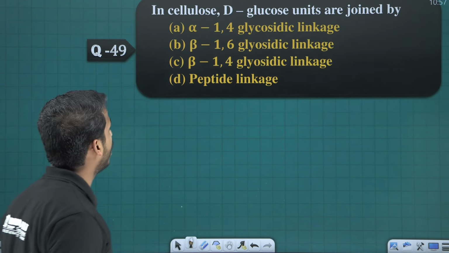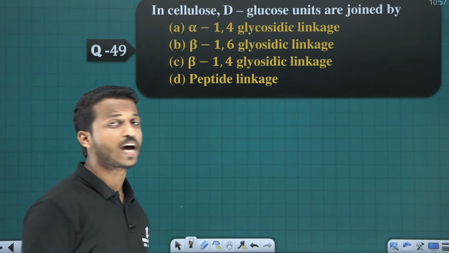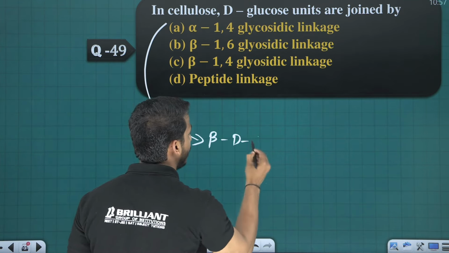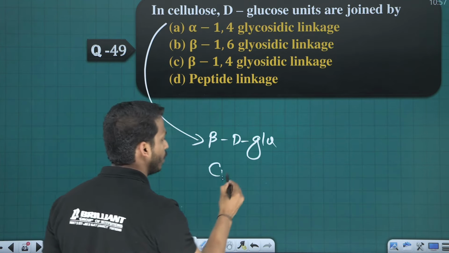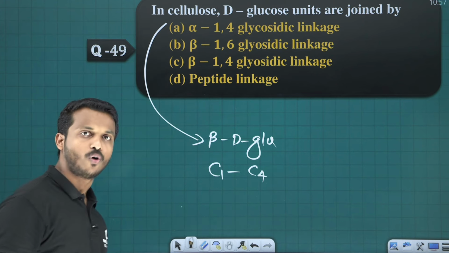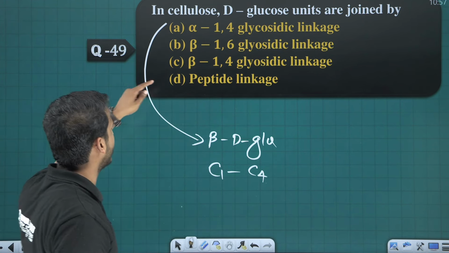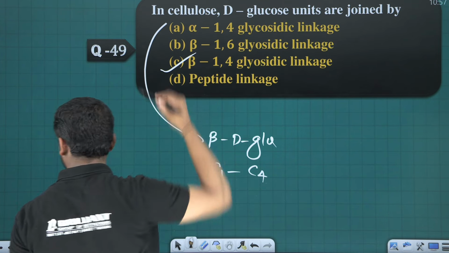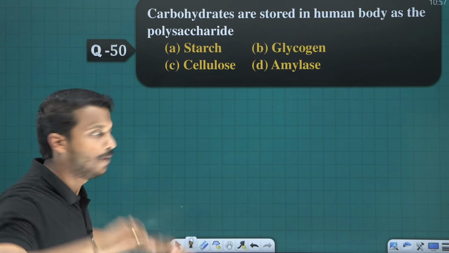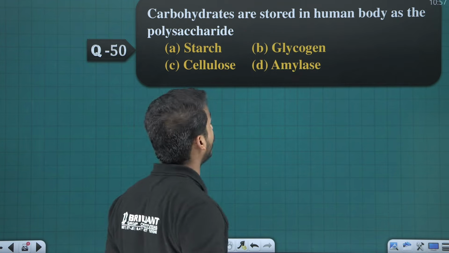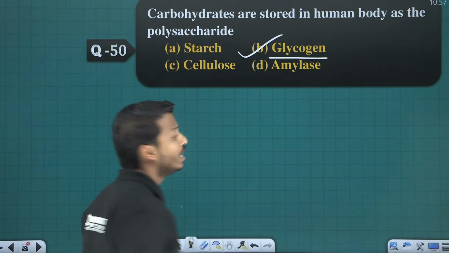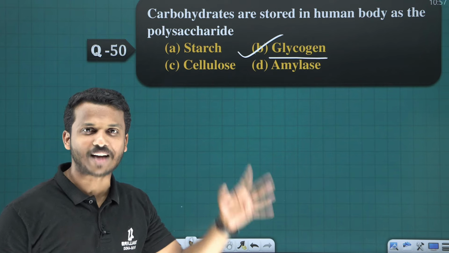Next, in cellulose, D-glucose units are joined by what? Cellulose is made up of beta D-glucose, with connection between C1 and C4. So you can say beta 1,4 glycosidic linkage. Question number 50. Carbohydrates are stored in the human body as which polysaccharide? Glycogen. Therefore, it's called animal starch.